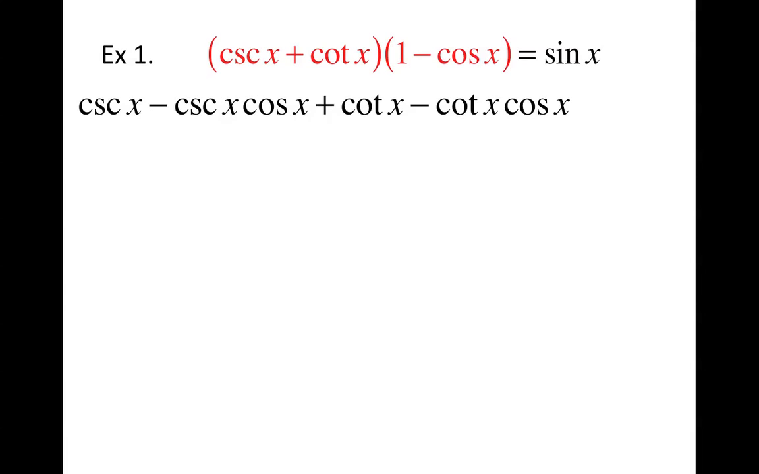Notice my second term. When I multiplied cosecant x times cosine x, since I couldn't combine them in any way, I just wrote them next to each other. It would be like multiplying a times b and writing ab as the term.